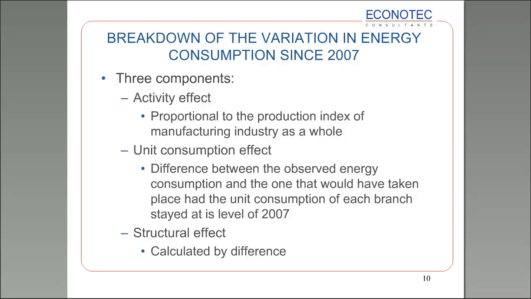Now I come back to the breakdown of the variation in energy consumption since 2007. The three components are the activity effect, the unit consumption effect, and the structural effect. The activity effect is calculated as proportional to the production index of the manufacturing industry as a whole. The unit consumption effect is calculated as the difference between the observed energy consumption and the one that would have taken place if the unit consumption had stayed constant at its level of 2007. And the structural effect is calculated by difference.